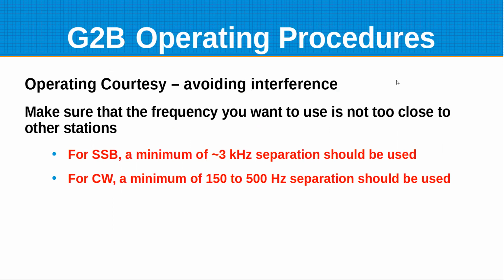Avoiding interference. Okay, you want to make sure that the frequency that you're tuned to is not too close to another station. So you want to be separated by at least 3 kilohertz if you're doing single sideband, or 150 to 500 hertz if you're doing CW.